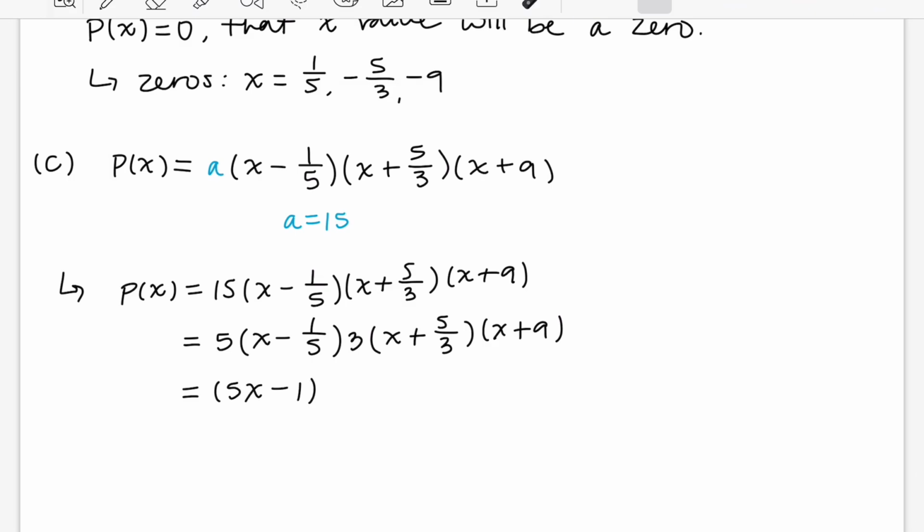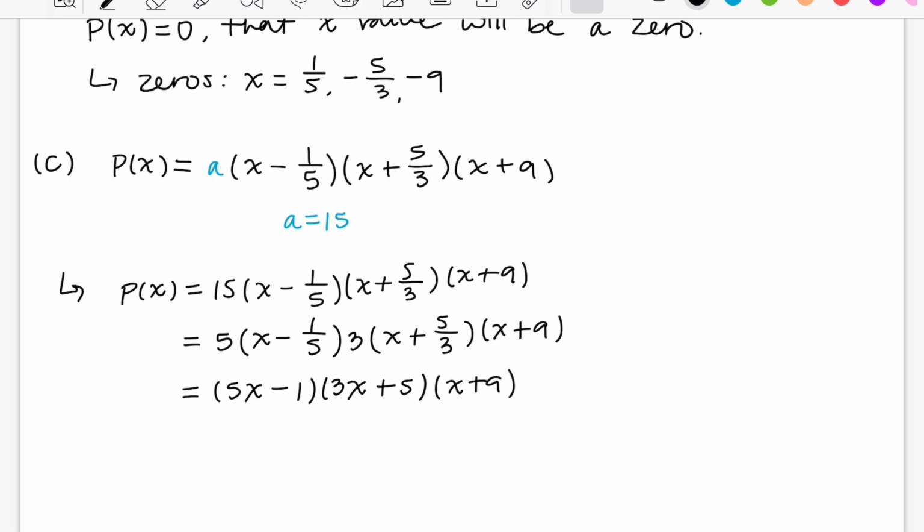minus 1. When we distribute this 5 to each term here, this 5 here will cancel with this one. And similarly, when we distribute this 3 to both terms here, we'll get 3x plus 5. These 3's will cancel. And then we're left with this x plus 9 term here. And then we have our fully factored form of p of x.